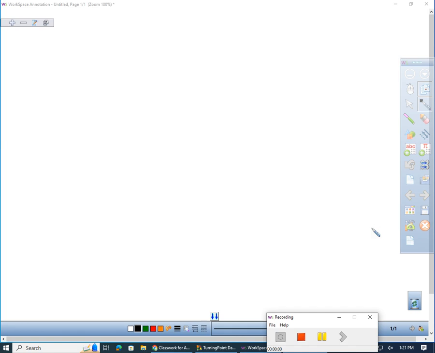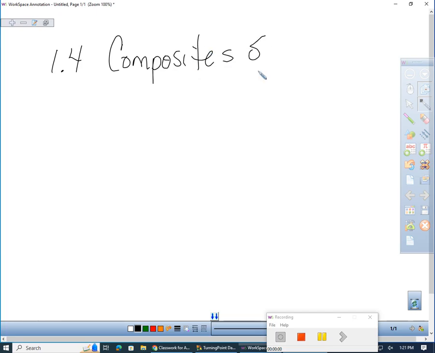This is section 1.4, Composites of functions. That just means that we are putting functions together. The first section we did last year, so that should be really easy for us to review and go through.